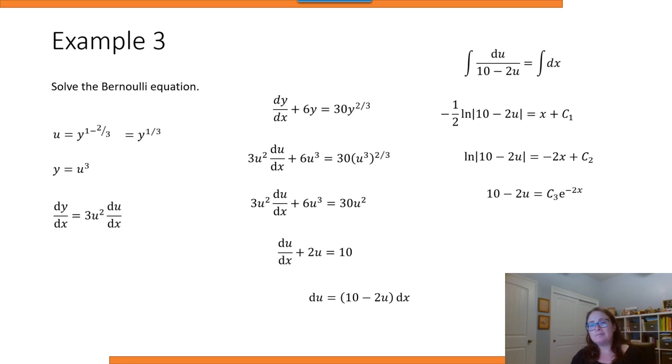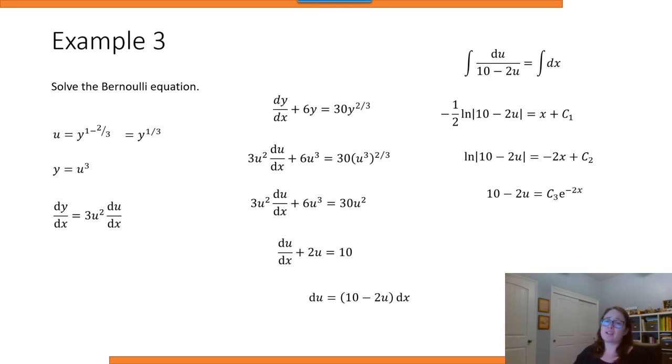If I use e to raise both sides, I'm going to get just 10 minus 2u on the left. I'm going to take the plus or minus and everything and throw it into a new constant that's multiplying by e to the -2x now. Okay, so I'm doing a little bit of algebra there. You might want to take some steps to write that out if you get a little lost there in between those two steps.